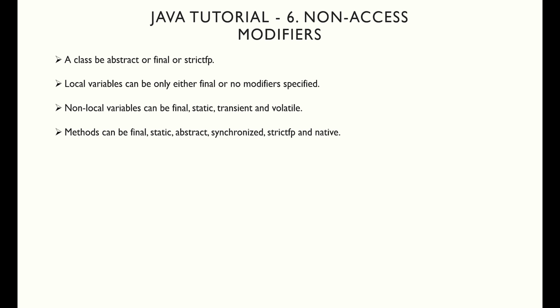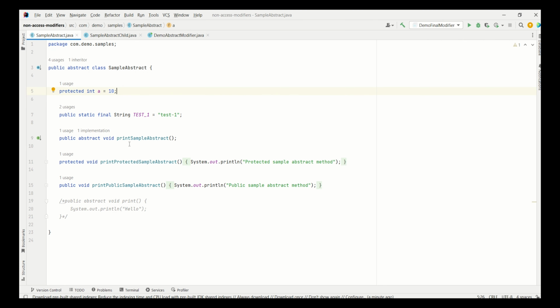We will look at some examples to get a better understanding of abstract, static, and final modifiers. First, let's look at the abstract modifier examples. In this class, we have defined the class as an abstract class, which means this needs to be overridden.